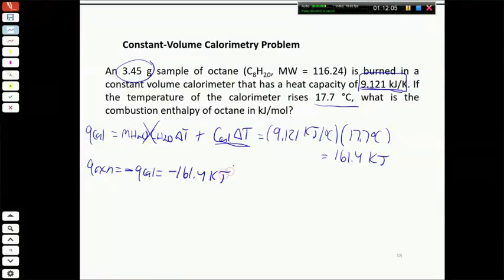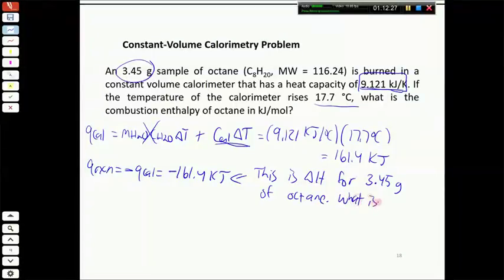But as we always have to keep in mind, this is the amount of heat, this is delta H, but only for when we use this specific amount of octane that we're burning. So if we burn 3.45 grams of octane, but what we're interested in is what is delta H per mole.